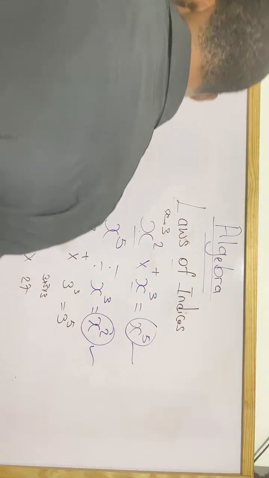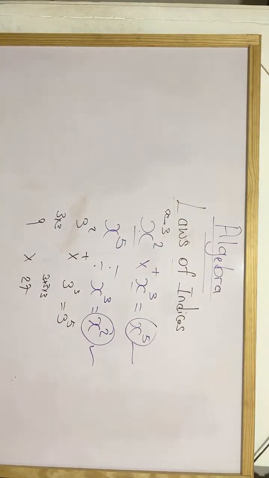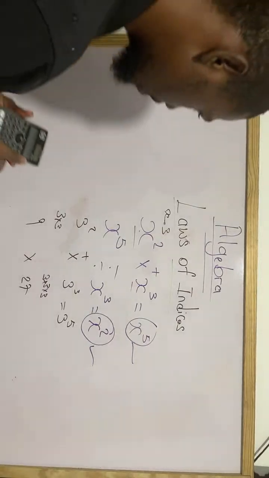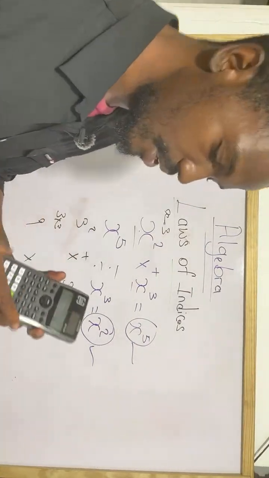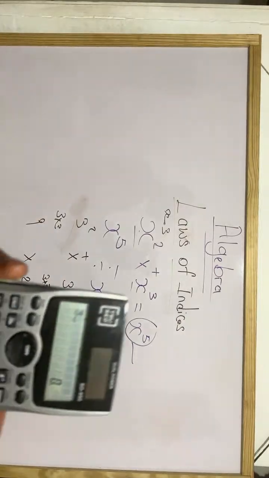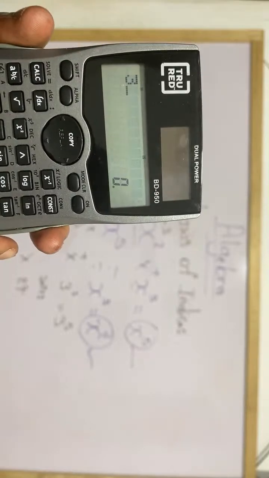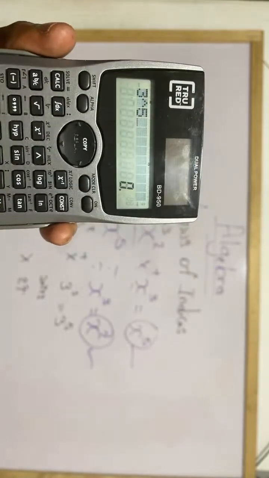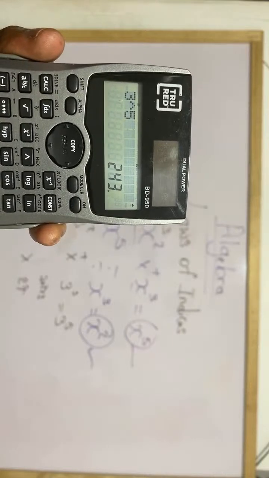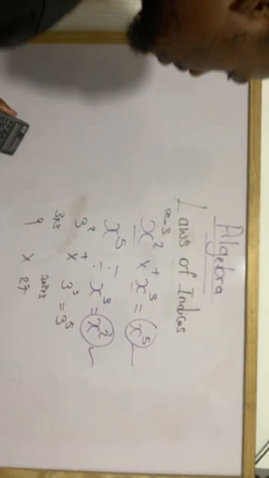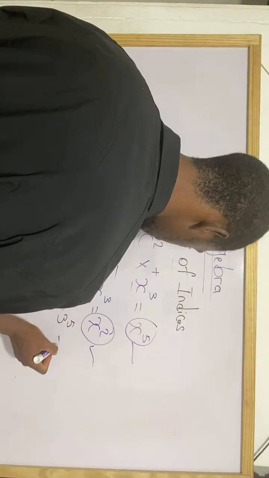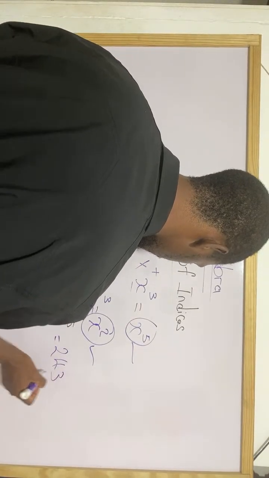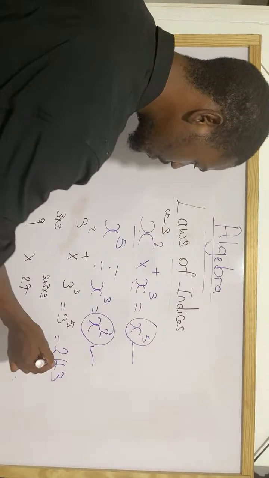How do I know that? We can actually take our calculators and zoom into that. I hope you can see it very well, there we have it, right there in the camera. So 3 to the power of 5 gives me 243. So this right here gives me 243, right? So that is that.